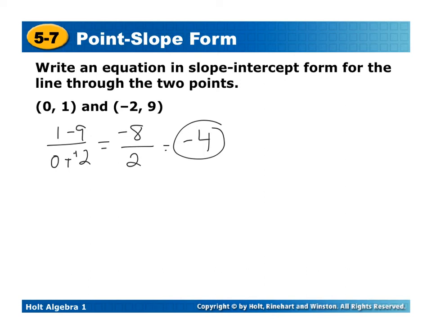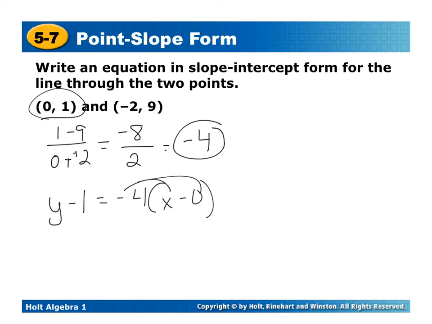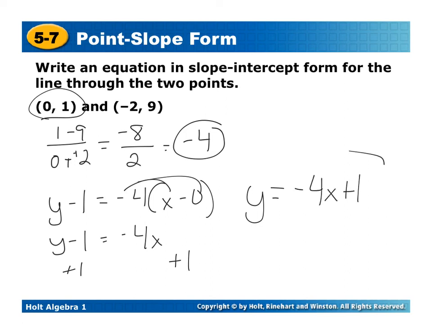Now once again, it doesn't matter which point you pick. So say I pick 0, 1. I'd have y minus 1 is equal to -4 times x minus 0. Go ahead and distribute. So this becomes y minus 1 equals -4x, but then that's 0, so I don't have to change that. I'm just going to go ahead and add 1 to both sides. So hopefully you notice that your equation is y equals -4x plus 1.